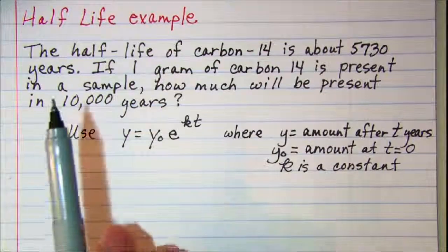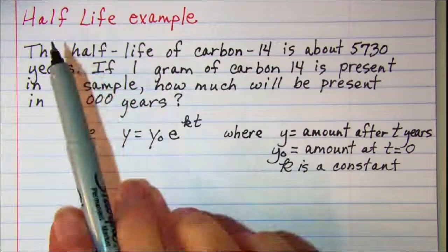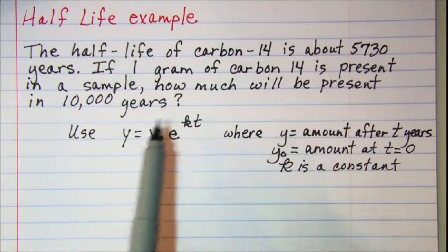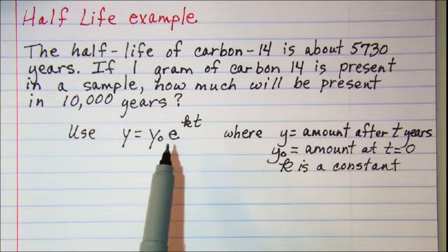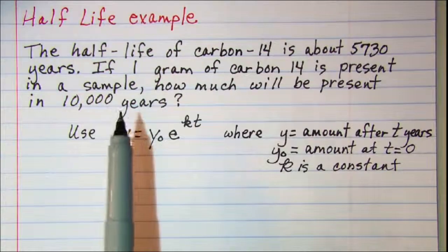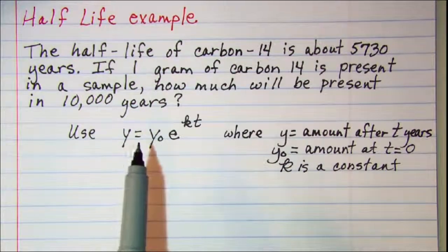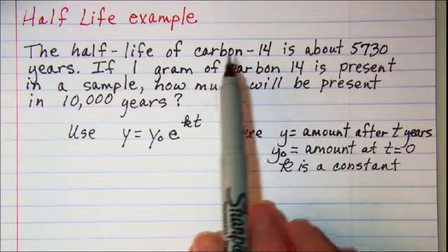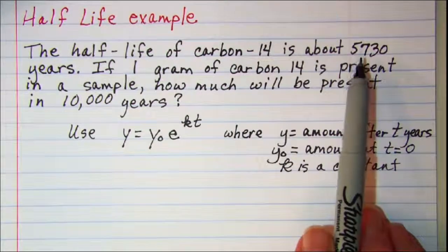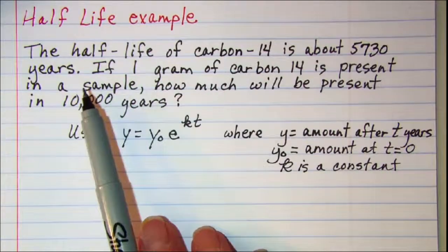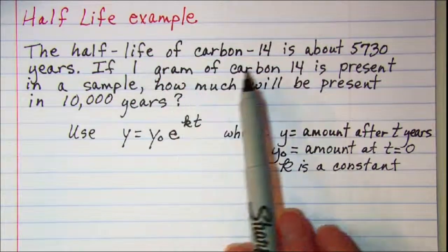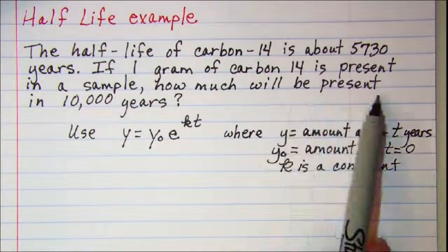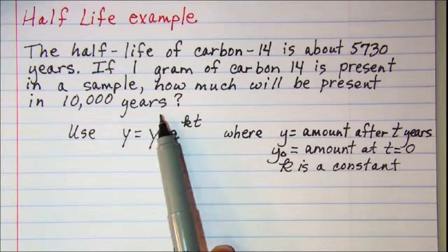In this video, we'll be doing an example of a half-life problem. We'll first use the formula for exponential growth and decay, and then we'll do the same problem with the half-life formula. Our problem is: the half-life of carbon-14 is about 5,730 years. If 1 gram of carbon-14 is present in a sample, how much will be present in 10,000 years?